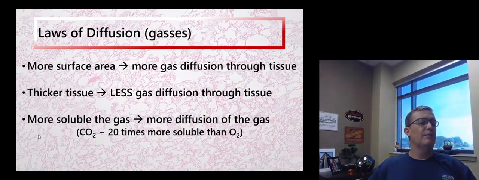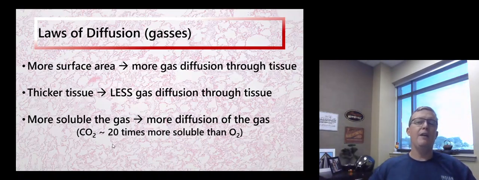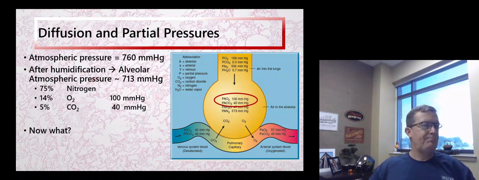Then the last thing is, the more soluble the gas is. In other words, if something about that gas, a property, allows it to move more easily through a membrane, you're going to get more diffusion. For the sake of our studies, it's important to know that CO2 is 20 times more soluble than O2. This is what keeps us from developing hypercapnia.